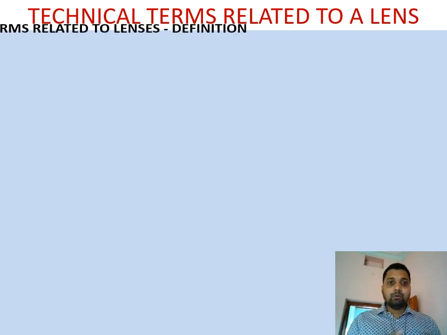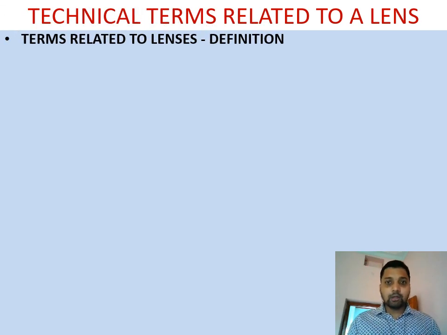Now some technical terms used in a lens. A lens is bounded by two spherical surfaces, or one side plane and one spherical surface. Here we will discuss the biconvex and biconcave lenses, meaning both sides are spherical. So, some technical terms used in a lens with their definitions.